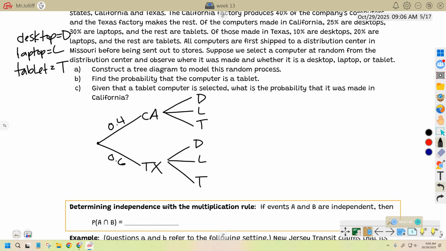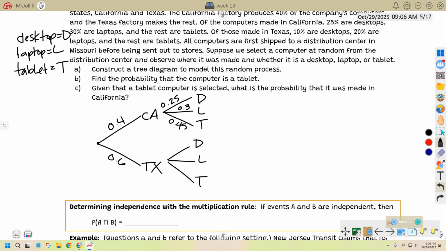And then I have to start assigning probabilities to those branches. In California, what percentage of those computers are desktops? 25? Is that what I heard? So 0.25. Okay, and then what percent were laptops? 30, so 0.3. That's 55% of the computers, which means tablets must be 45% of the computers, so that they add to 1. All the computers made in California.